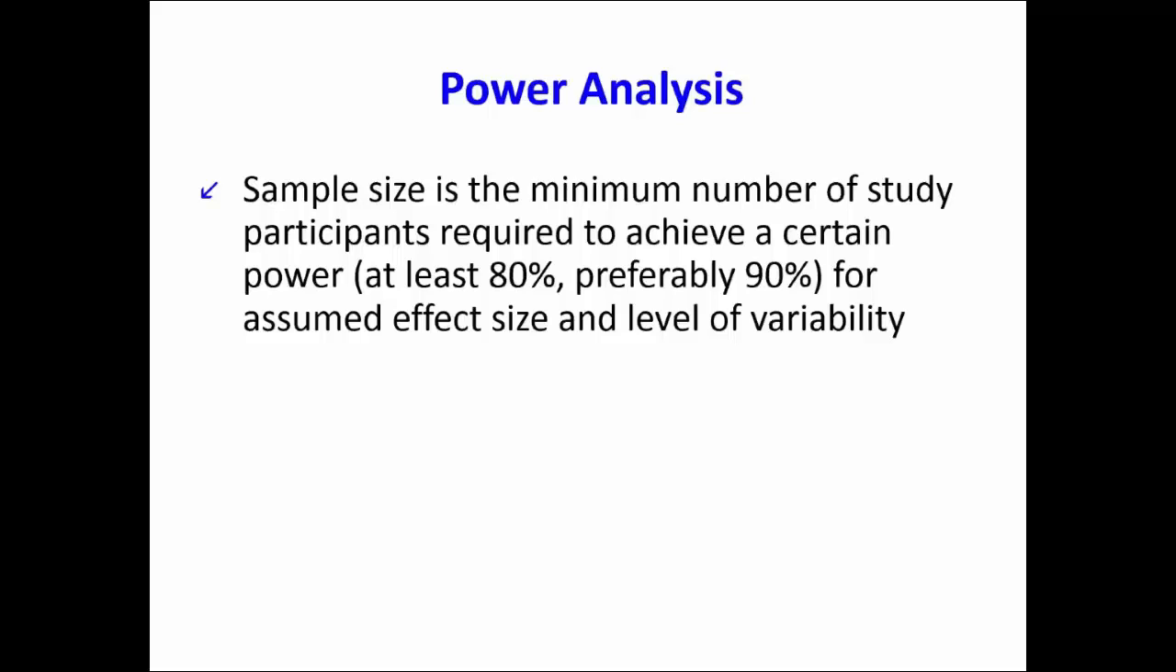Normally the sample size is based on the number of participants that will give us at least 80% power, and preferably 90% power, for the most likely effect size and level of variability. For NIH grants, 90% power is definitely a big plus.